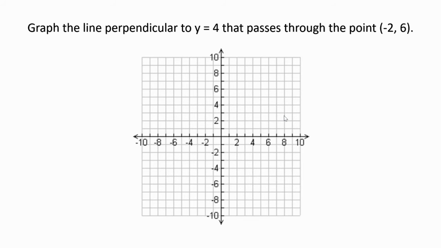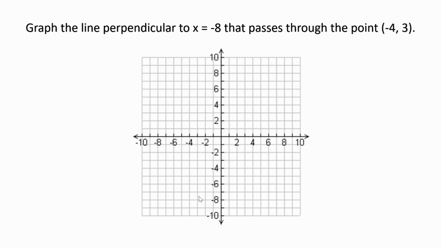All right, one more time. Negative 2, 6 is here. Y equals 4. When I graph that line, it goes through the y-axis at 4. And a line that's perpendicular would not be going this way. It'd be going straight up and down to make it perpendicular. So it's going to be graphed this way, x equals -2.